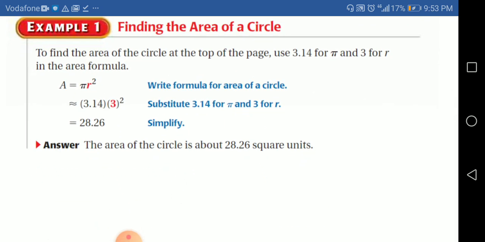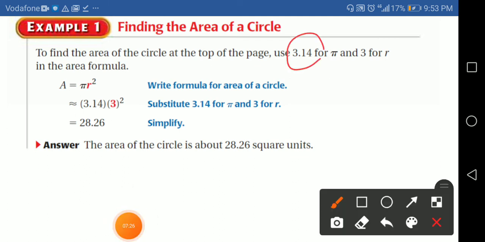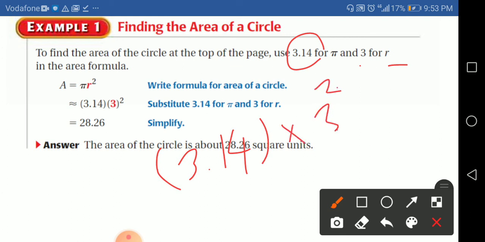To find the area of a circle at the top of the page, he asks you to use 3.14 for pi and 3 for the radius in the area formula. So the radius is given as 3. 3 to the power 2, or 3 squared, means what? It's not 6, it's 9. It means 3 times 3, so it will be 9. Then 9 times 3.14: ignore the decimal point, multiply by 9, and then put the decimal point.